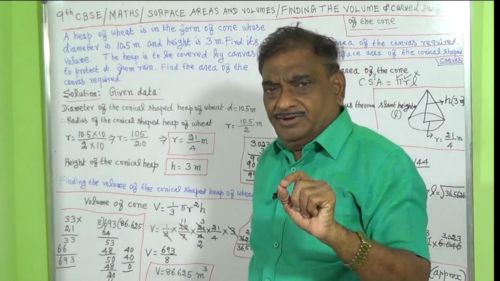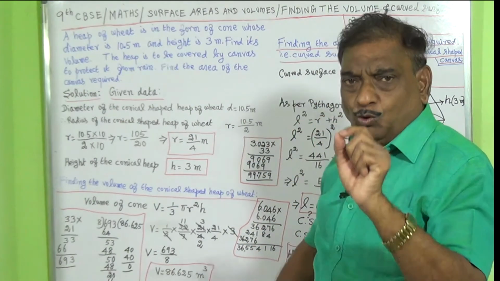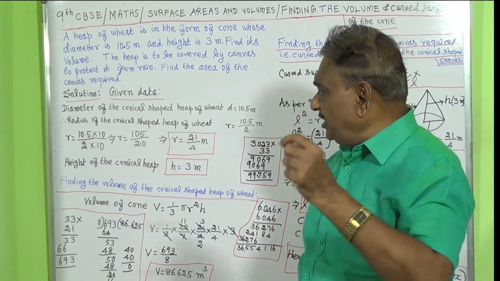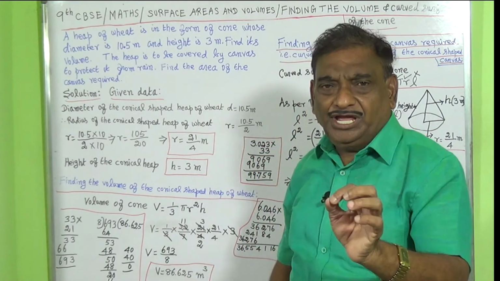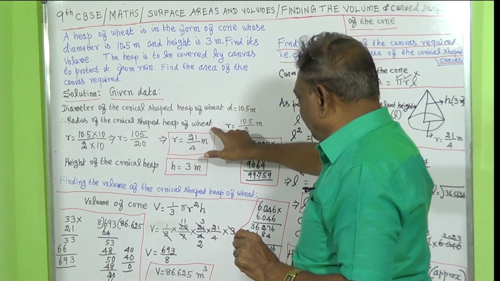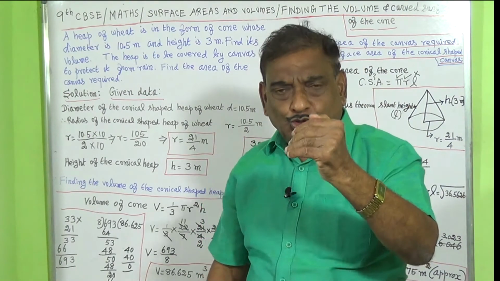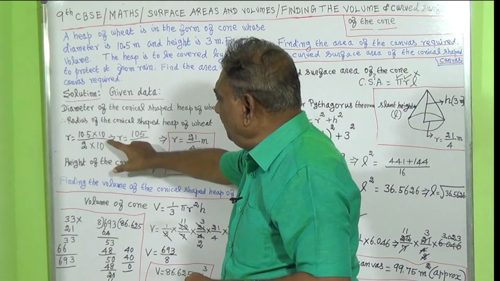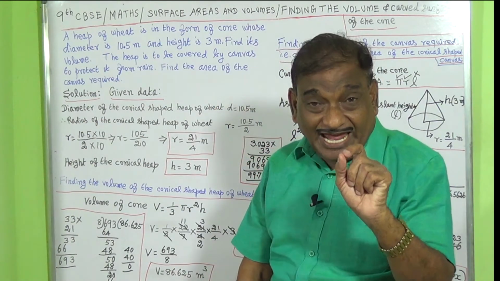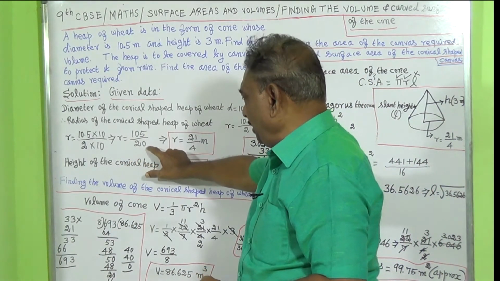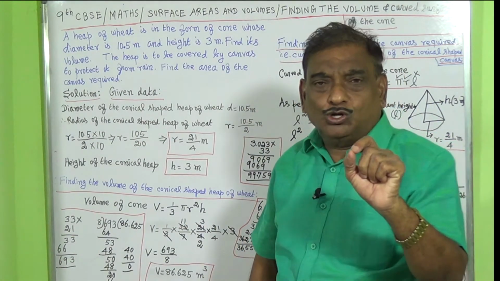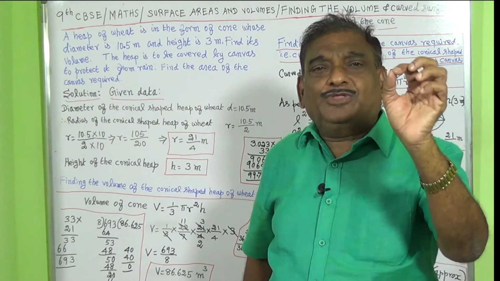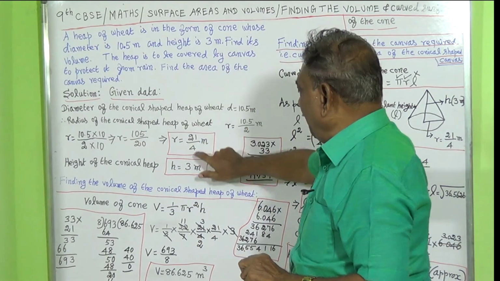What is the given data? The given data are the diameter of the conical shaped heap of wheat, that is D equal to 10.5 meter. From this we can find the radius of the conical shaped heap of wheat, that is r equal to 10.5 by 2 meter. If we want to remove the decimal, we can multiply the numerator and the denominator by 10, so that we will get the radius r equal to 105 by 20. If we simplify, we will get radius r equal to 21 by 4 meter. The other data given is the height of the conical heap, that is h equal to 3 meter.